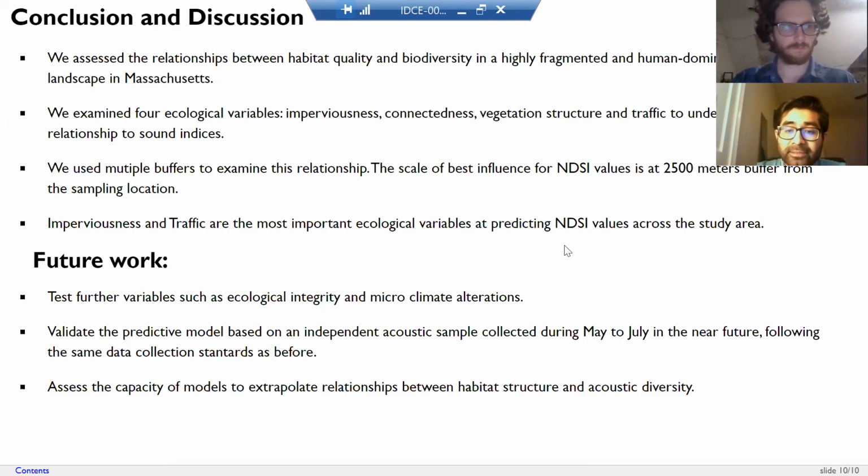As we have found in this study, NDSI values are higher as we move away from sampling locations, and they are best at approximately 2,500 meters, which was identified as the scale of best influence. In the future, more variables should be tested, such as ecological integrity and microclimate alterations. It's also good to validate the results of our predictive modeling with fieldwork data, which we're hoping to do in the near future, and also to assess the capacity of models to extrapolate the relationships between habitat structure and acoustic diversity. Thank you.